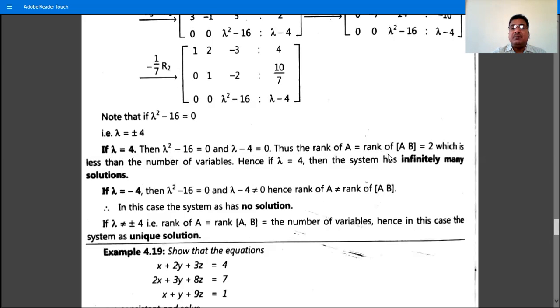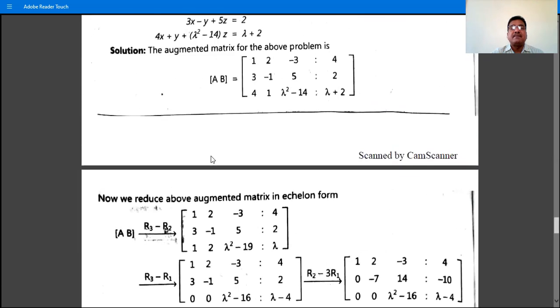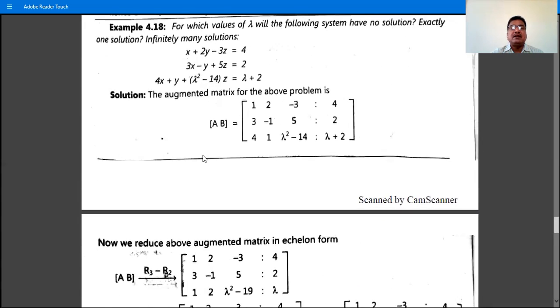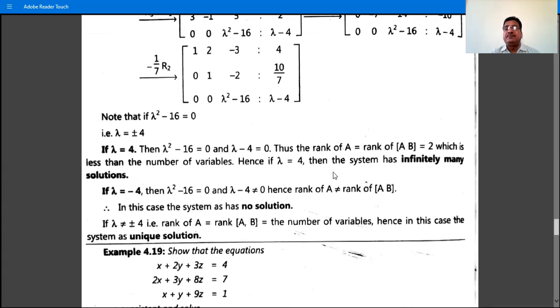In that case, rank of A is equal to rank of AB is equal to 2. If lambda is 4, then lambda square minus 16 is 0, and lambda minus 4 is also 0. In this case, rank of A is equal to rank of AB is equal to 2, which is less than the number of variables, because the number of variables is 3. In the given system, the variables are X, Y, Z, that is, the number of variables is 3. In this case, the system is consistent and has infinitely many solutions. That is, lambda is 4.